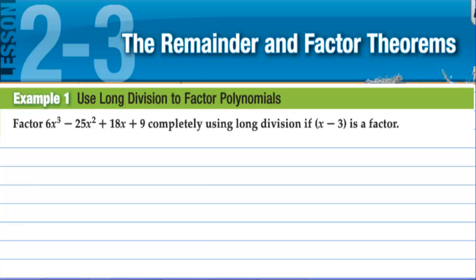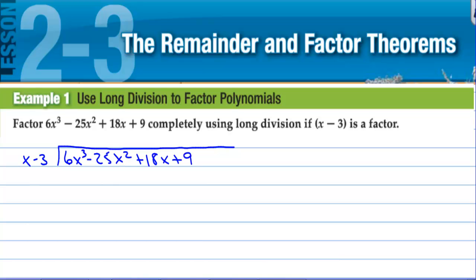Section 2.3, the remainder and factor theorems. Example 1, use long division to factor polynomials. Factor this polynomial completely using long division if x minus 3 is a factor. So we put x minus 3 on the outside, and we put the polynomial on the inside: 6x to the third minus 25x squared plus 18x plus 9.